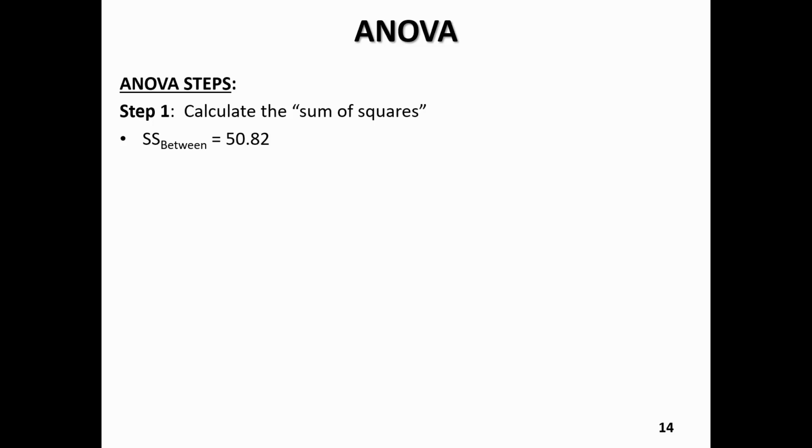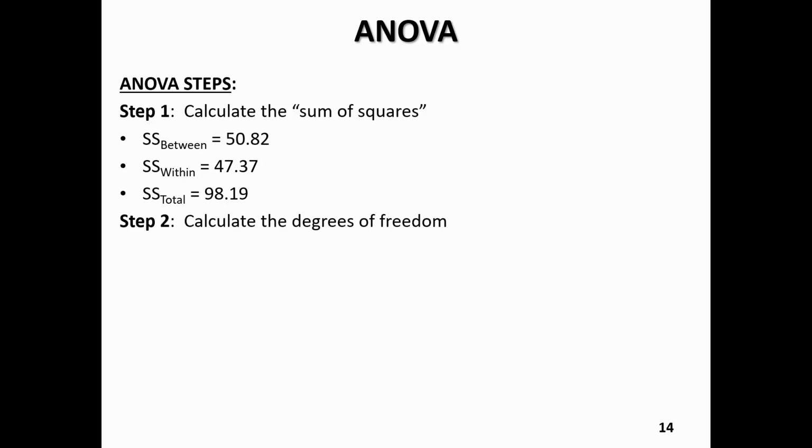From the raw data that were used in the equations, the sum of squares between was found to be 50.82. The within value was 47.37, and sum of squares total is 98.19. These can be calculated manually or with any software program designed to carry out these calculations.